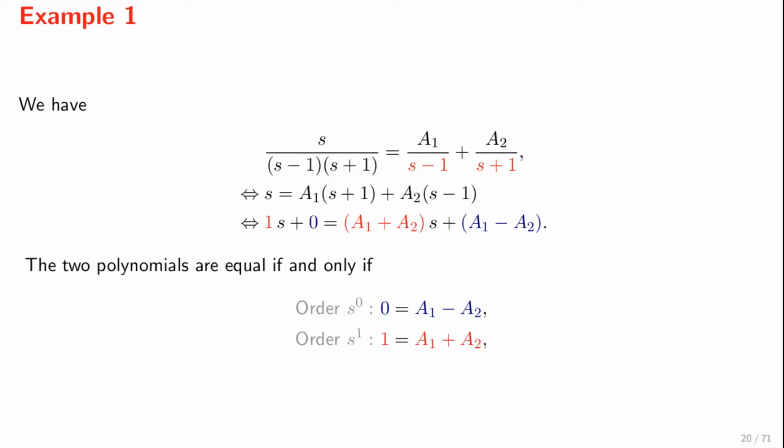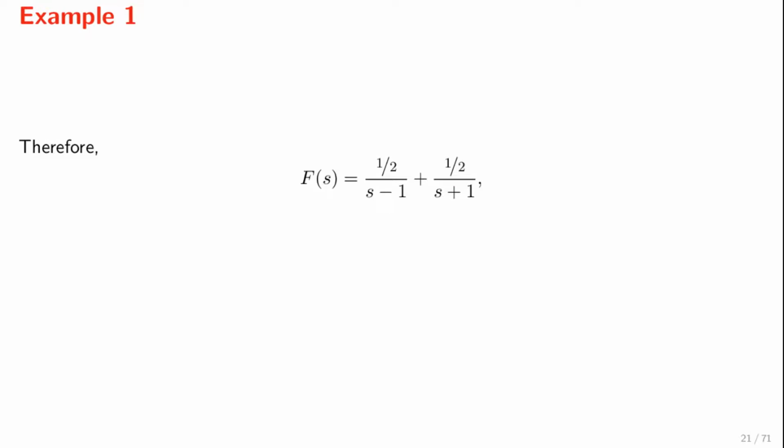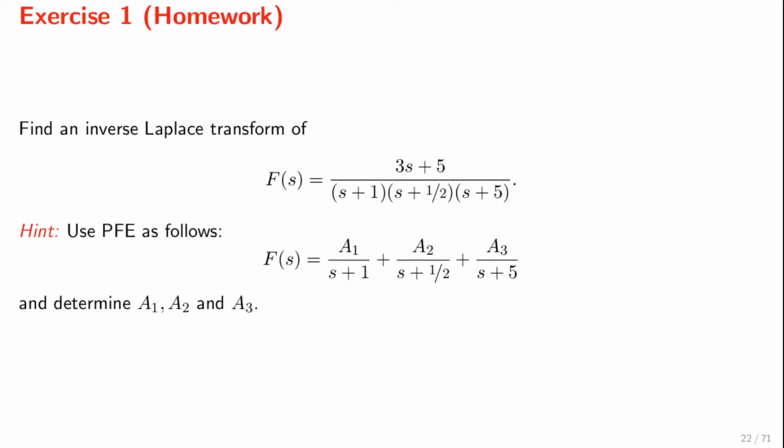This yields a linear system of equations. We have 0 equals a1 minus a2 and 1 equals a1 plus a2. We can solve that easily to find that a1 is 0.5 and a2 is again 0.5. We can now plug these values into the partial fractions expansion of f and apply the inverse Laplace transform to get the result. Recall that the inverse Laplace transform of 1 over s minus a is e to the power a t. You can try to find the inverse Laplace transform of this function by yourselves.